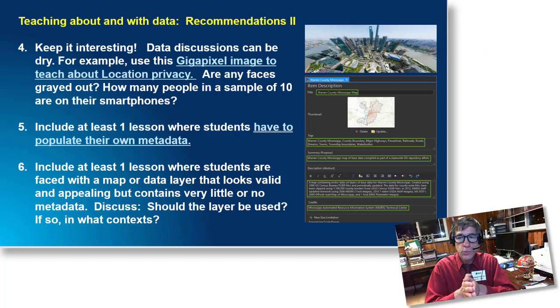Include at least one lesson where students have to populate their own metadata. We've got some lessons and some guidelines and some documentation as to how to do that. Include at least one lesson where students are faced with a map or data layer that looks valid and appealing, but it contains very little or no metadata. And then discuss, should the data layer be used? If so, in what context? But I recommend you let the students bring up, hey, there's no metadata, rather than you as the instructor pointing this out. Let them point this out and then deal with it.